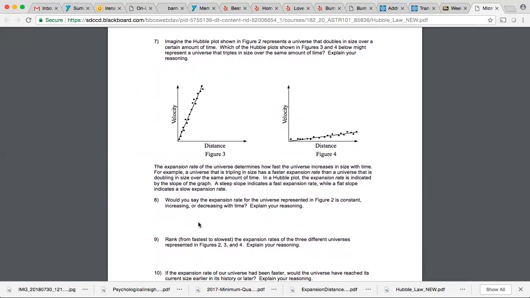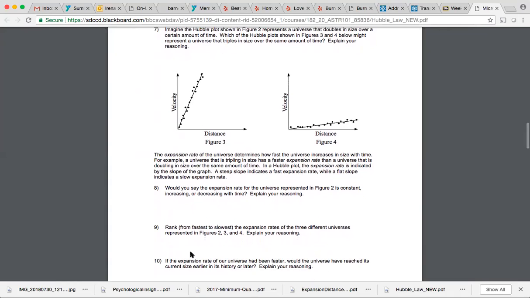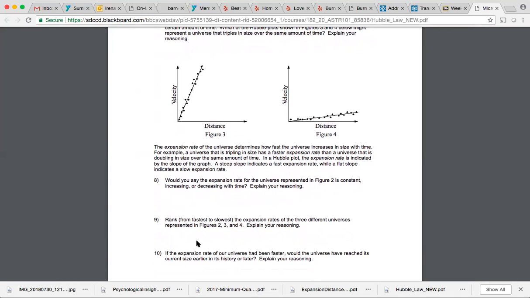The expansion rate would be constant because it's a linear relationship. Very good, exactly. If you have this line, the slope is constant, that's the basic math, and that's what you see over here. If this was a curved line, then it wouldn't be constant. Okay, very good. Number 9. Fastest, slowest would be figure 3, figure 2, figure 4.